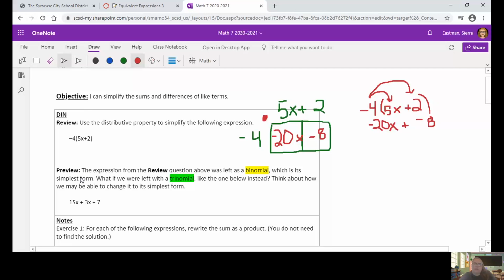So then the preview question just says our expression from the review question was left as a binomial, right? It has two terms, the -20x and then the -8. Which is actually its simplest form for now, because we don't know what that x is. But what if we were left with a trinomial instead? What if we had an expression with 3 terms? Think about how we might be able to change it to a simplest form, and just write some ideas here. We're actually going to be learning how to change it to a simplest form in today's lesson. That's what our notes are going to be about. So I'm not going to give us the answer here quite yet.